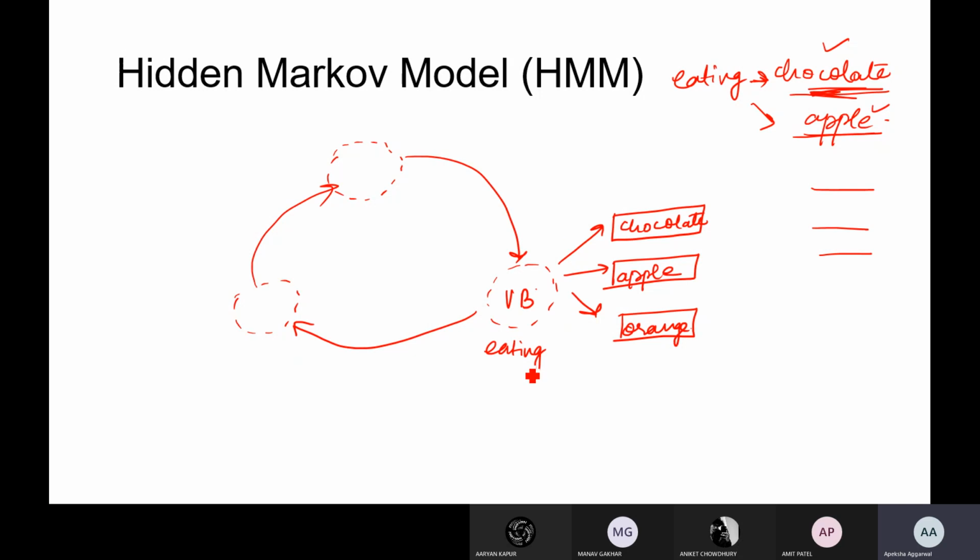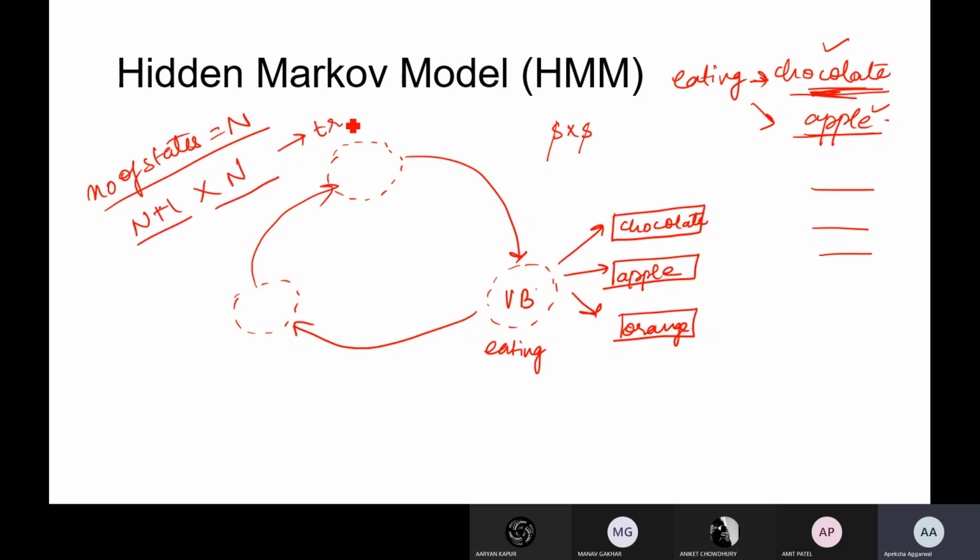Okay, so instead of calculating the probability of state with respect to state, in the previous example you have seen that in the transition table we generate a matrix with number of states cross number of states. If the number of states were n, the size of the matrix was n plus 1 cross n. Why? Because this was the size of the transition matrix, right?